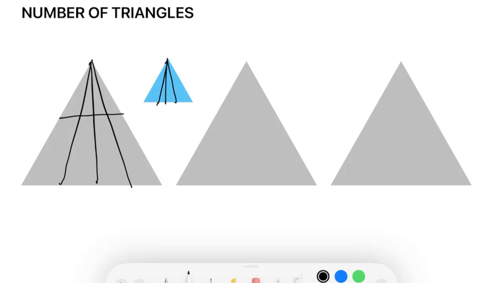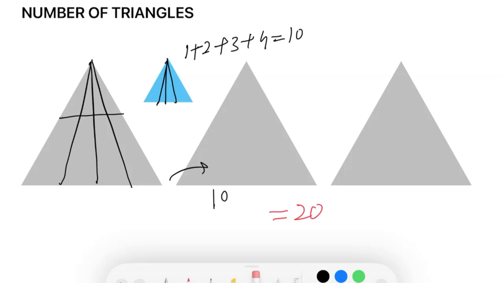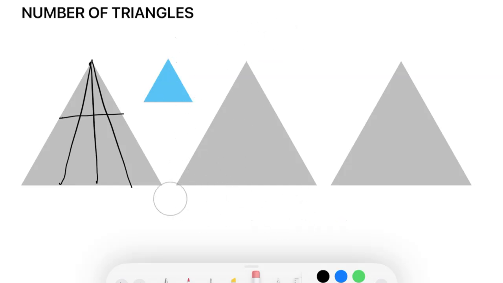So it will be 1 plus 2 plus 3 plus 4, that is 10, and similarly 10 from here. So that makes it 20 triangles. Now it's very easy to understand. Even if we have a complicated figure like this, we can easily understand how many triangles are there. And this was very easy. Let's move to another problem.